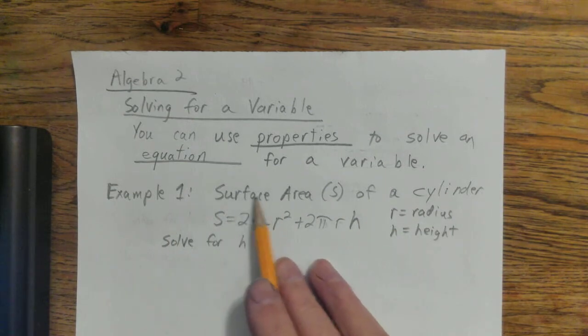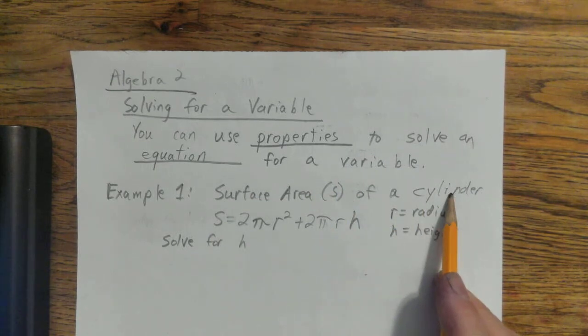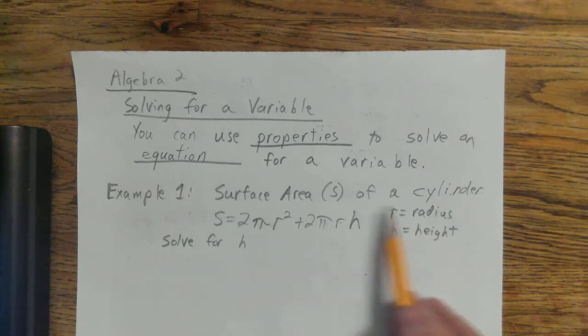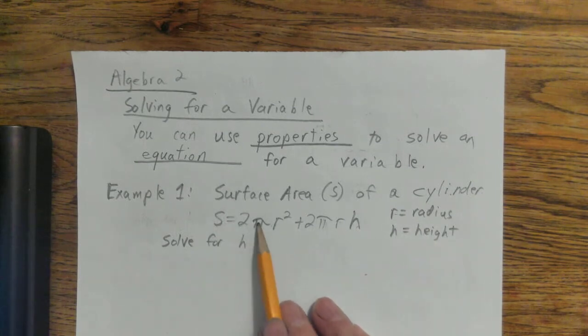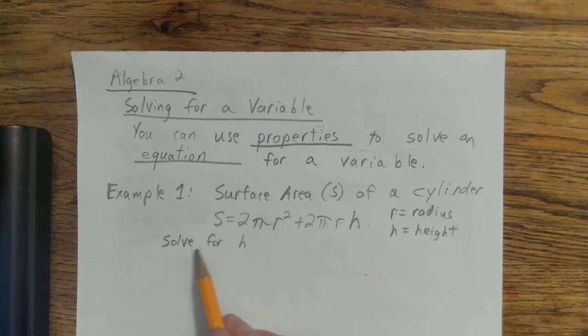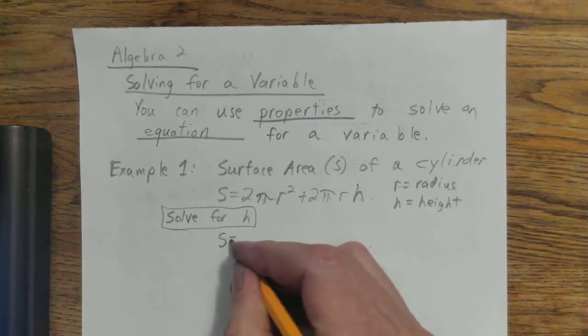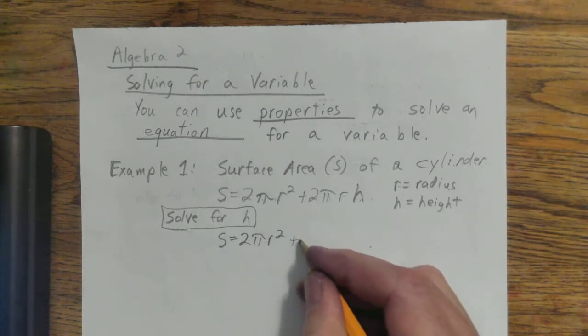So example 1 here, we've got the surface area, which is represented by the variable s, of a cylinder. Brings back memories of your geometry days, I'm sure. r is the radius and h is the height, but the surface area is 2 pi r squared plus 2 pi r h in a cylinder. We want to solve this for h. So I'm going to rewrite the formula because I'm going to be working with both sides of it. S equals 2 pi r squared plus 2 pi r h.